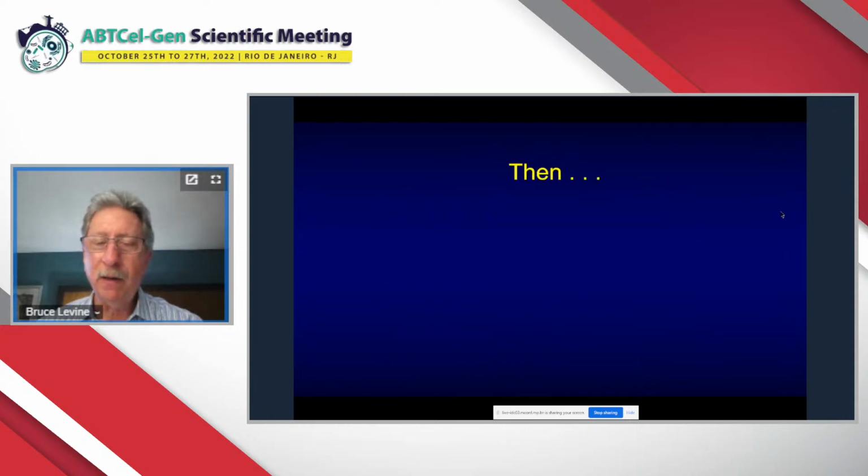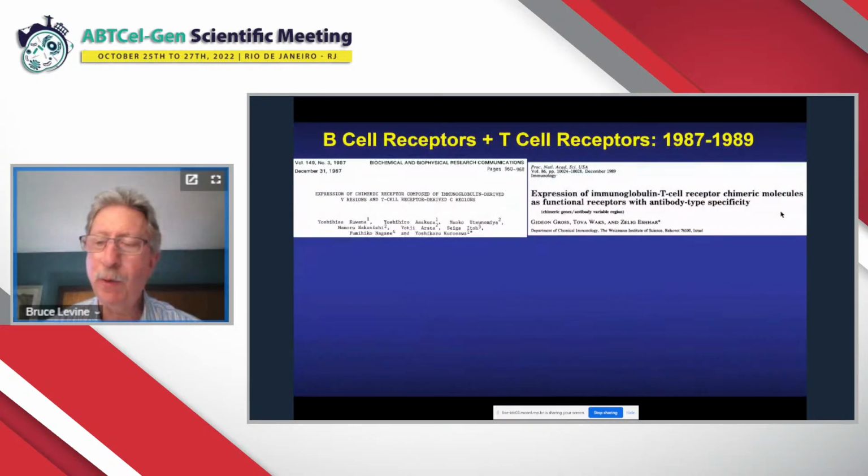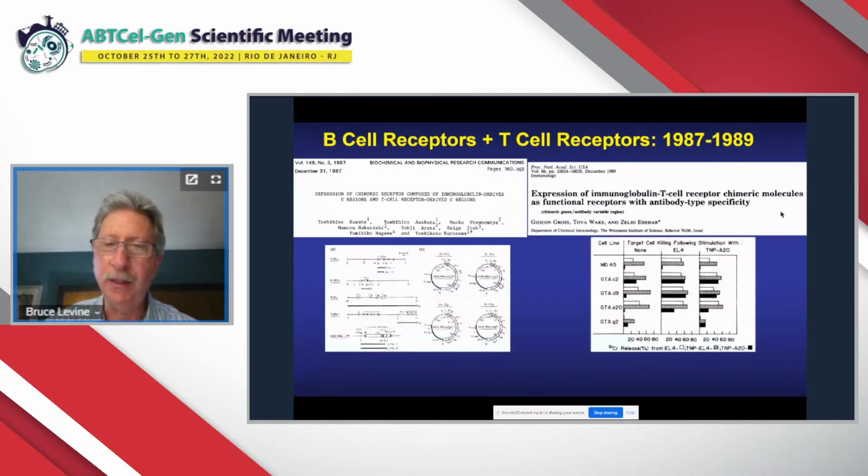Now, if we go back to the very beginning of chimeric antigen receptors, they came about in the late 1980s when the structure of the B cell antigen receptor, or the antibody, was being elucidated along with the structure of the T cell receptor. And 2 groups, one in Japan and one in Israel, said, well, what if we mix and match the parts? What can we learn about T cell biology? And here are some figures from those papers, the constructs on the left and some functional data on the right.